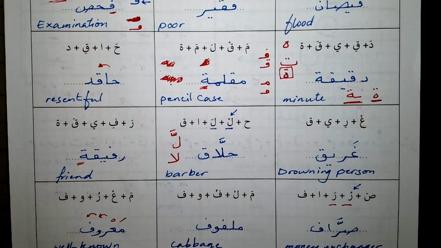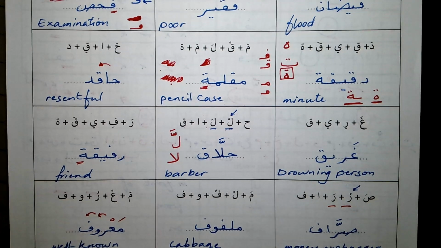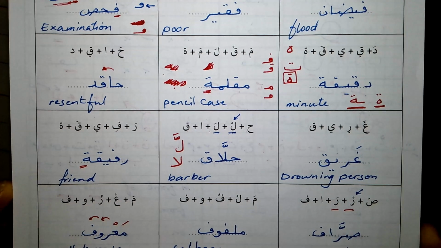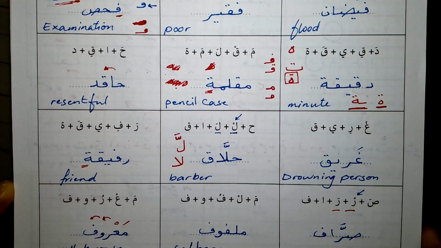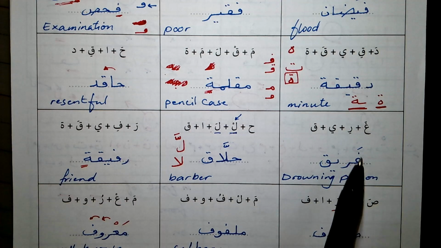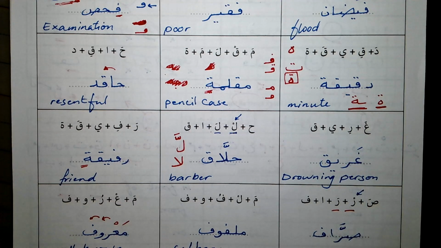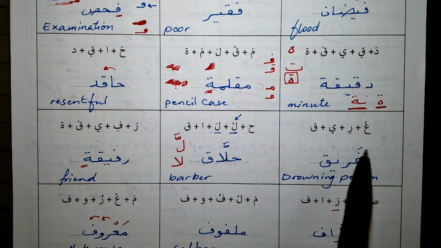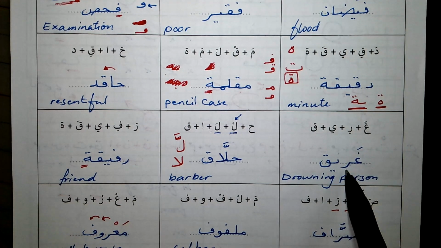Next line. We have gharíq, a drowning person or a drowned person. Both are correct. We see the ghain, the ra, the ya, the qaf, but ra is not connected to the ya.